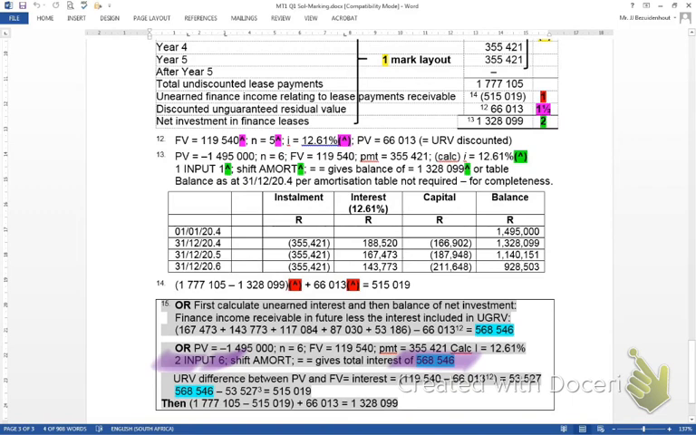But remember, included in that full amount is the interest that relates to the unguaranteed residual value, which is that portion there, which you've calculated there. So that is why we have all these different calculations. Go and have a look at that. If there's any queries, rather email me. It will take too long to go into all that detail.